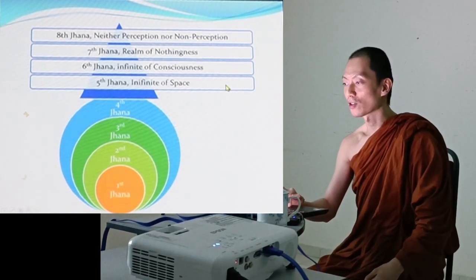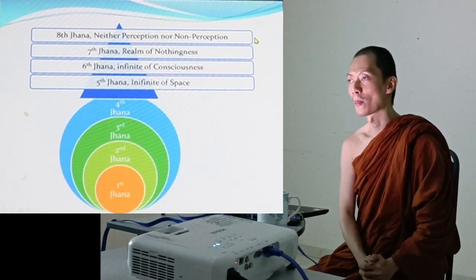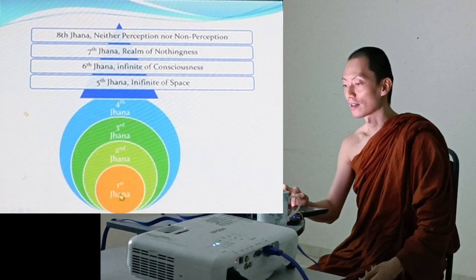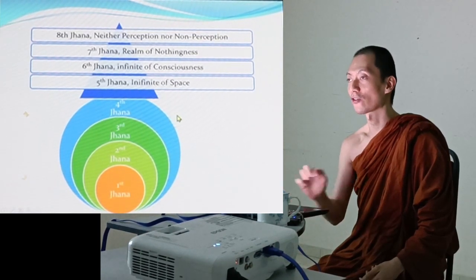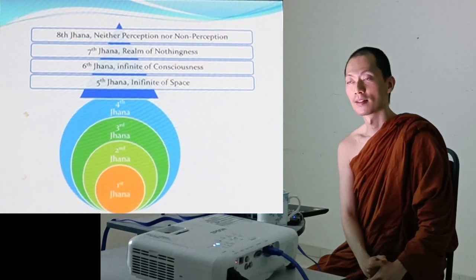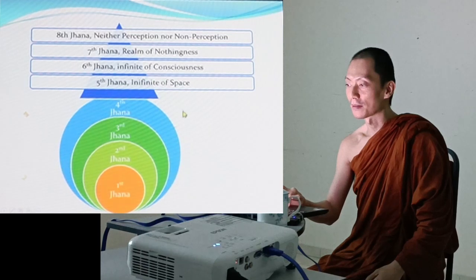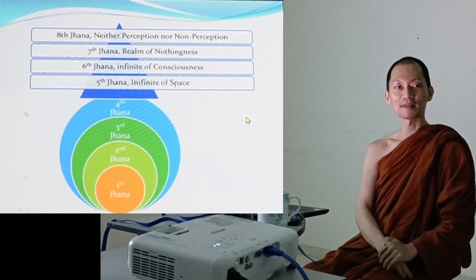So number 5 to number 8 are called the formless jhanas, formless concentration. The first 4, first, second, third, fourth, are called the form concentrations. Form concentrations. So interestingly, let people take photos.